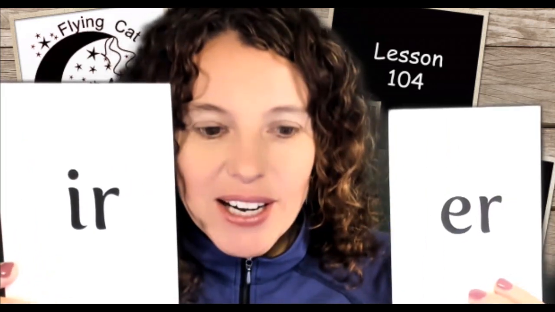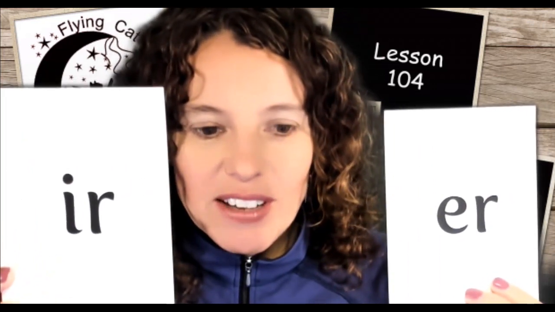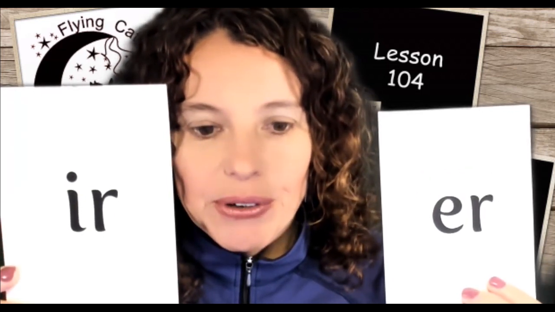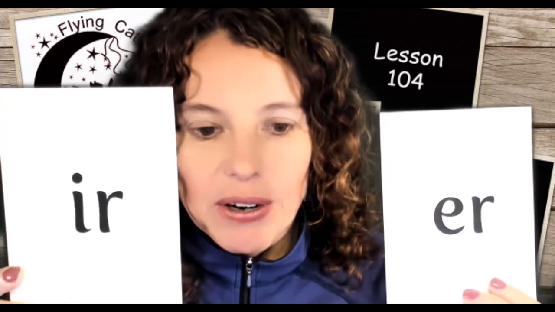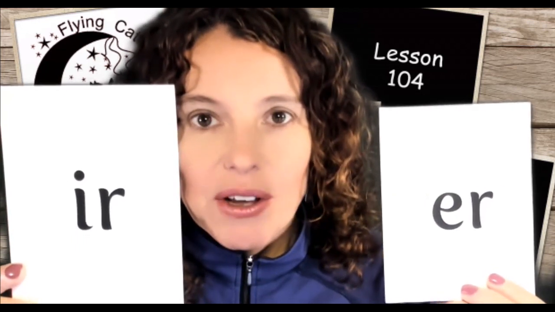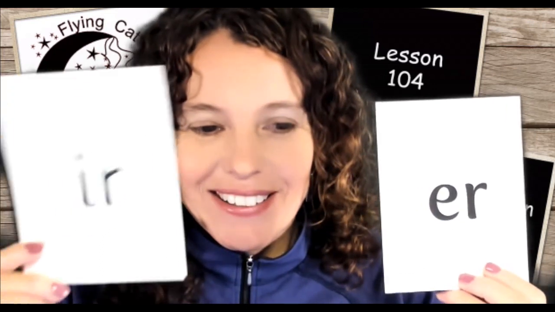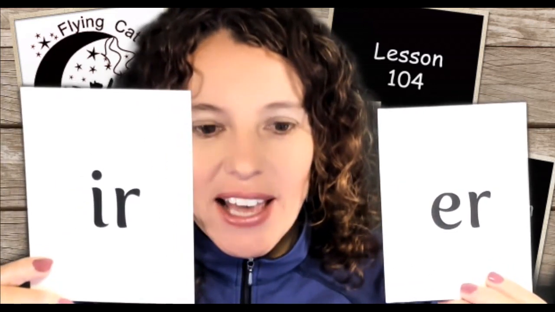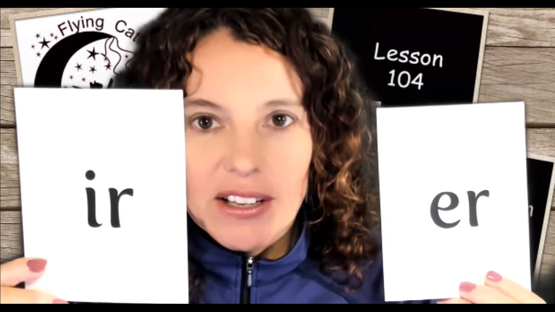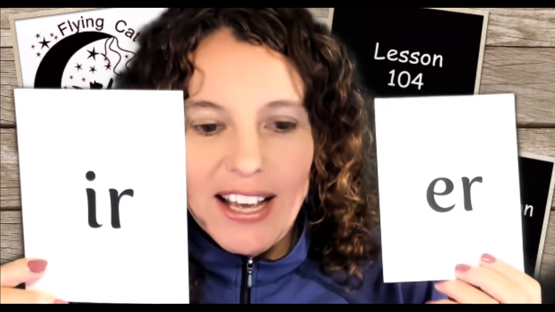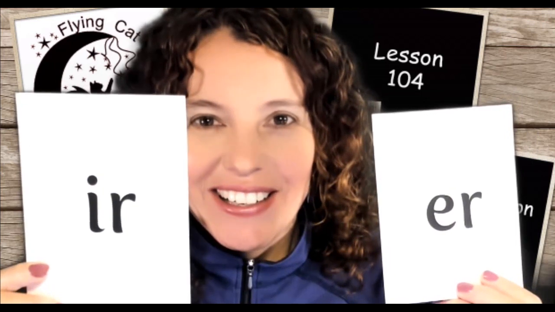Okay, what I'd like to do just to finish off is I'm going to say a word. I'd like you to point to the screen to show is it IR or ER that's the correct spelling for this word. Your word is bird. That's an IR. Okay, how about this one? Herd. There were a herd of gazelles. Did you say ER? If you did, that's right.